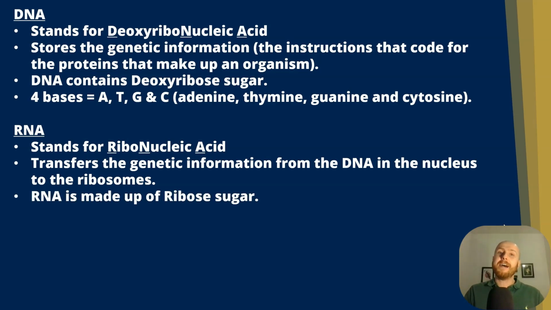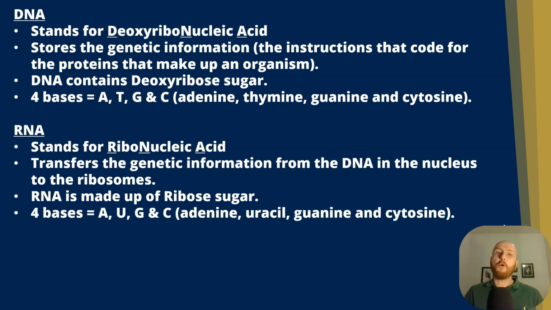Now, RNA is made up of ribose sugar, so DNA deoxyribose, RNA ribose. Now, there are 4 bases within RNA, and they're a little bit different to DNA. So, adenine, uracil, guanine, and cytosine. And you'll notice the key difference here is that RNA contains uracil rather than thymine.